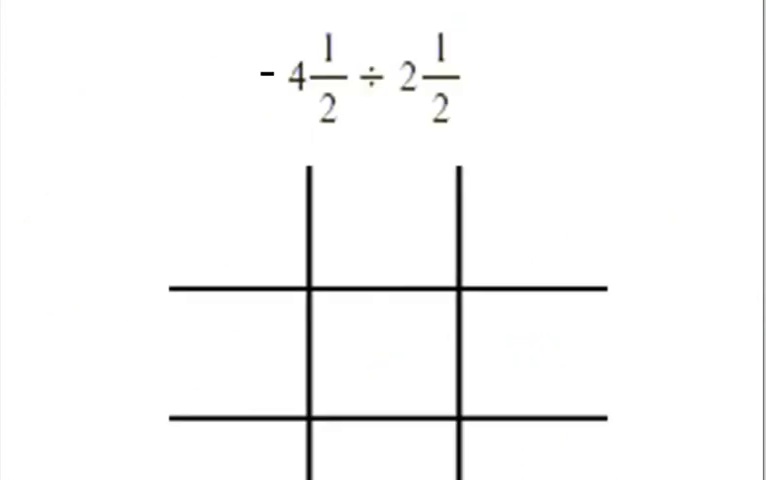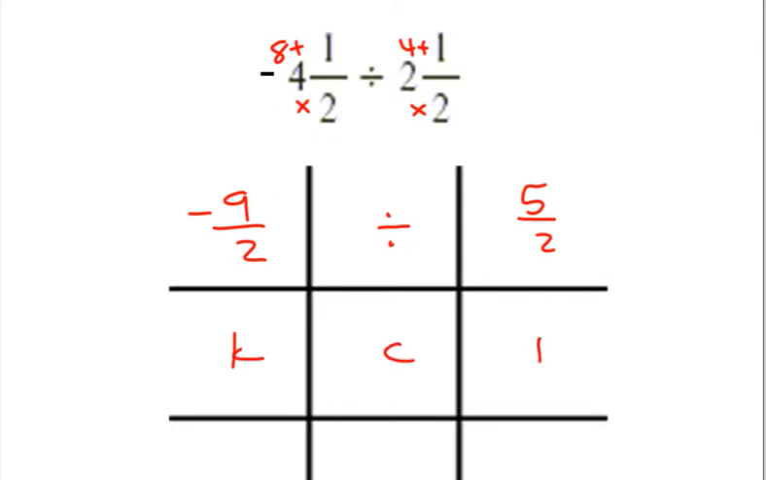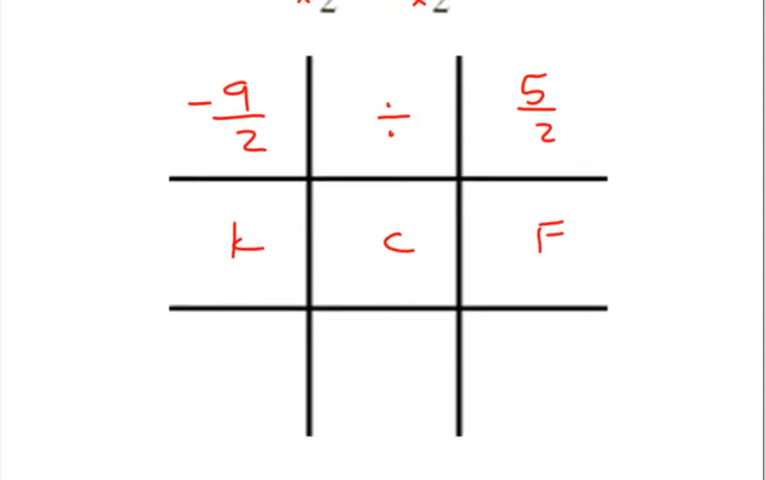All right, next one. So this is 2 times 4 is 8, plus 1 is 9, so negative 9 over 2, divided by 2 times 2 is 4, plus 1 is 5, 5 over 2. So keep, change, flip. So keep negative 9 over 2, change division to times, and take 5 over 2 and flip it to 2 over 5. Now, you have a negative times a positive, which is a negative.